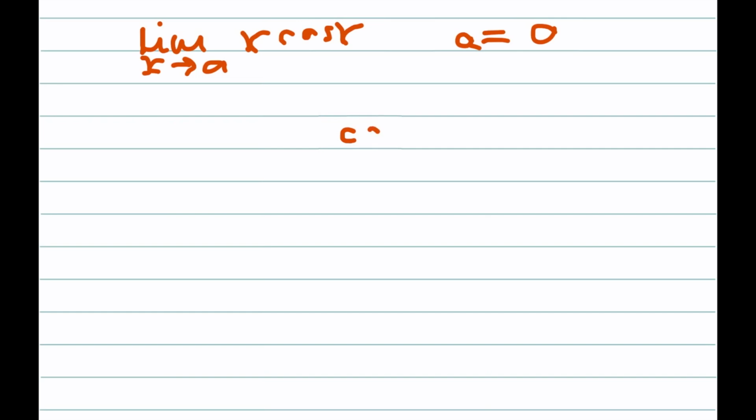So say we want to find the limit as x approaches a of f of x, which is x cos of x, where a is equal to 0. Okay, we know first of all that cos of x is bounded by 1 and minus 1.